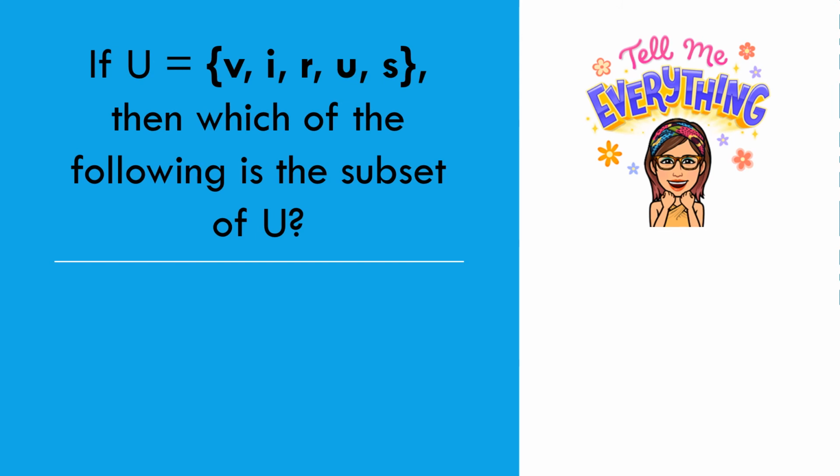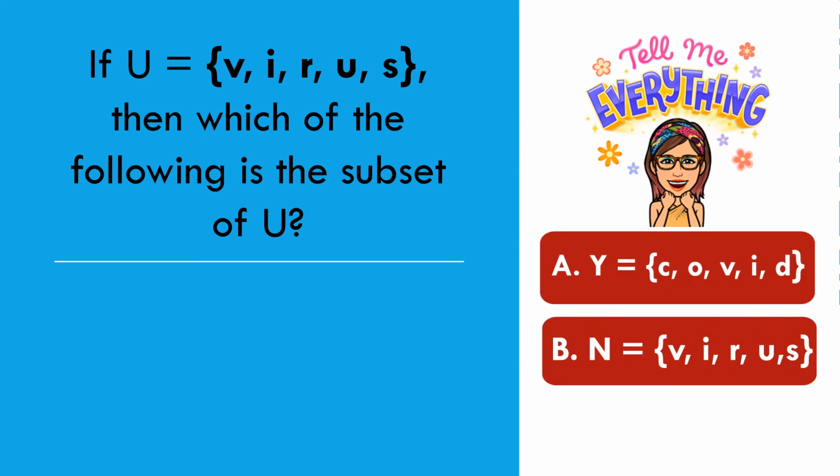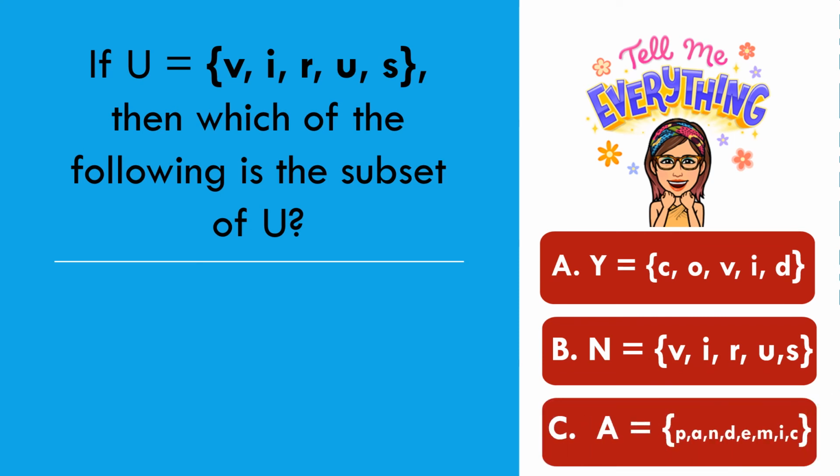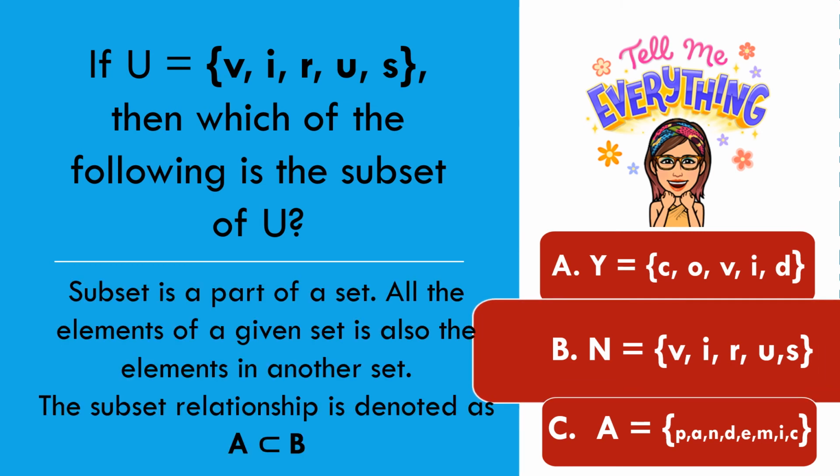If U, or the universal, is equal to the elements V, I, R, U, S, then which of the following is the subset of U, or the universal? A, B, C. The answer is B. A subset is a part of a set. All the elements of a given set are also elements in another set.